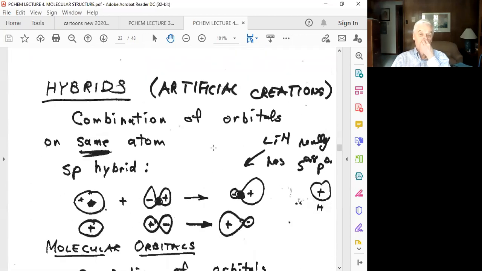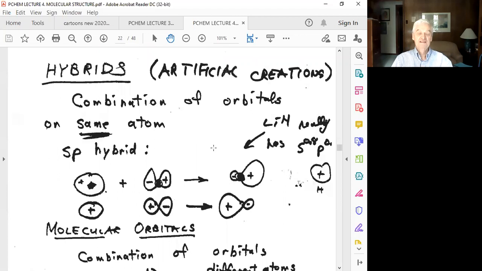Okay, but now, I showed you this last time, but I want to emphasize this again. Hybrids are artificial creations, and it helped us in the case of lithium hydride. We could draw the two hybrids, and we could say one combination of s plus p made an sp hybrid, and it bonded to the hydrogen. But as I showed you in the quantitative parts, it had a lot more s than p parts. But it was useful in looking at it.